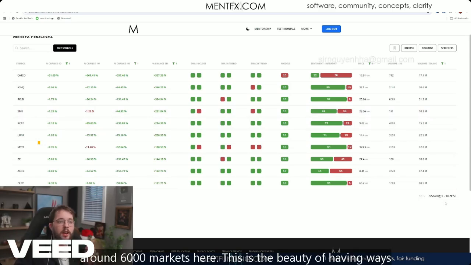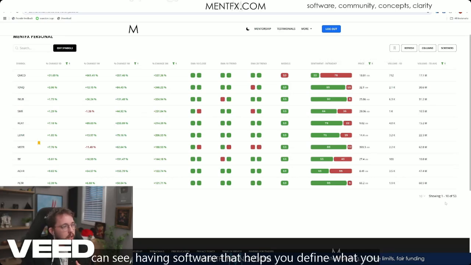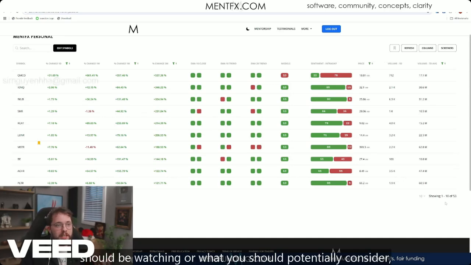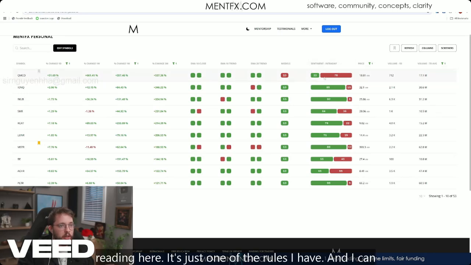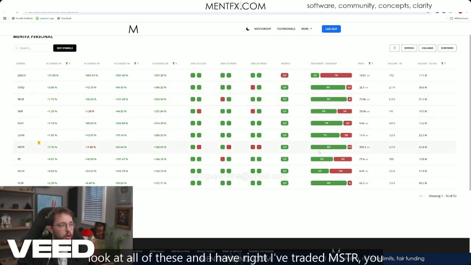This is the beauty of having ways and tools, and why you're part of MentFX, as you can see. Having software that helps you define what you should be watching or what you should potentially consider. Like, I'd probably skip this because of this little reading here. It's just one of the rules I have. And I can look at all of these, and I have.